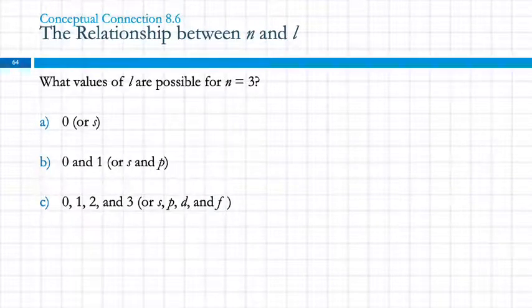So what values of L are possible for something that has n equals 3? L can be 0 up until 1 less than 3. I mean, 1 less than n. Good grief. So what's 1 less than n? 2. So then it could be 0, 1, or 2, right?